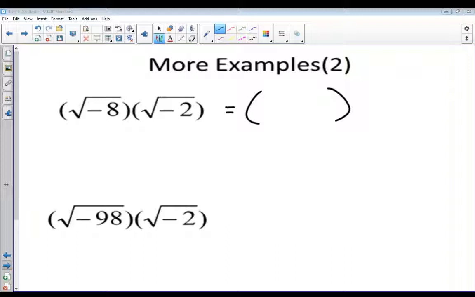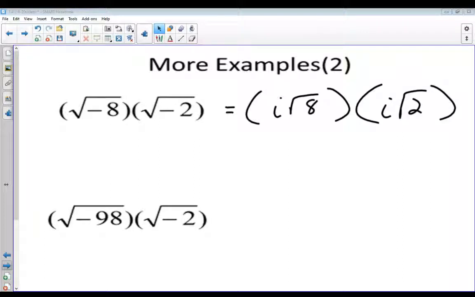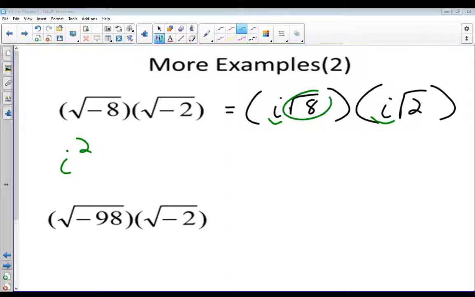Or in other words, you first got to make square root of negative 8 as I root 8, and then the second one as I root 2. And then once you've done that, now you can multiply. And specifically, you first have to multiply the two I's together. And I times I is I squared. Then you can multiply the roots together. Root 8 times root 2, which will give you 16.